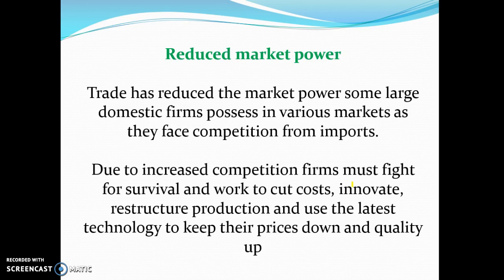Reduced market power. If an Australian firm is like an oligopoly or a monopoly that's been able to have market power, they might have been able to restrict output to raise prices, they may not have had to be as efficient. Now they've got competition from all around the rest of the world. So the increased competition means they have to fight to survive, they have to fight to cut costs, they have to fight to be innovative, to restructure production, to keep up to date with the latest technology, all of which will help them to keep their prices down so that they can remain more competitive. So another reason why it keeps prices down is it reduces market power, which has benefits for efficiency, productivity, cutting costs, and encouraging firms to be innovative.